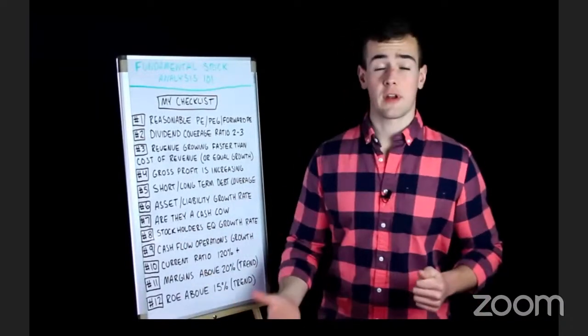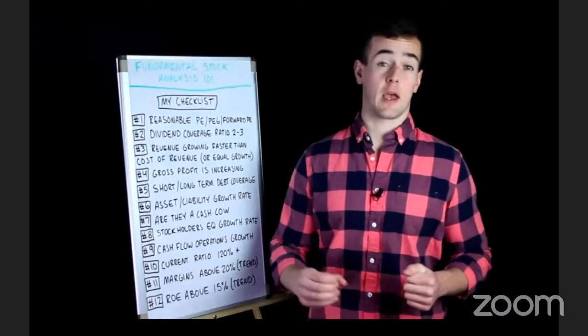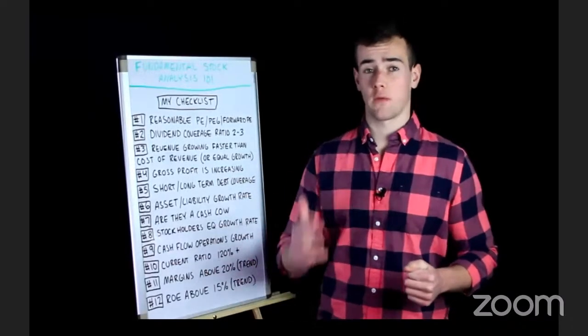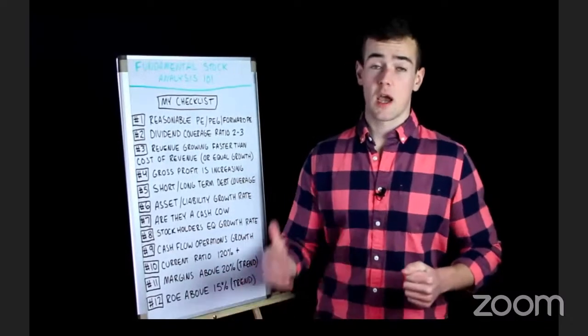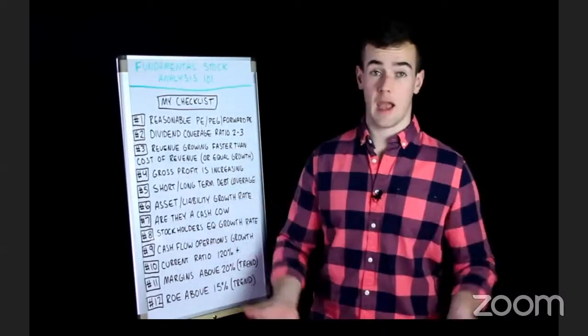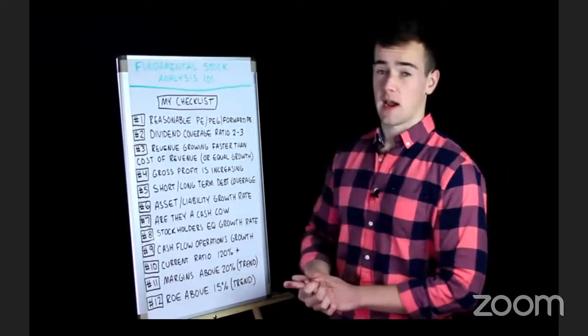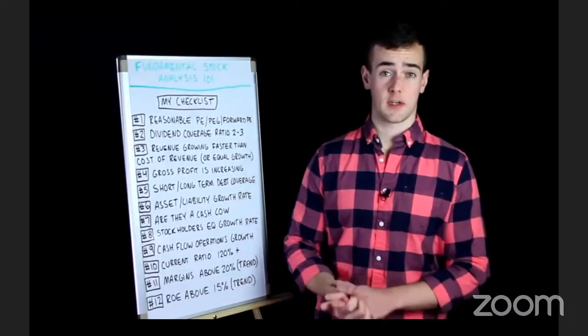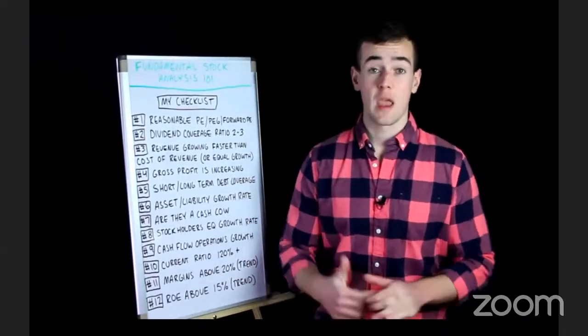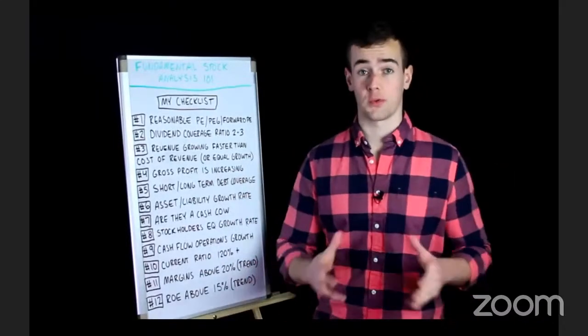Number seven, I look at the cash flow from operations, and I also look at the cash and cash equivalents growth rate on the balance sheet to determine whether or not this company is deemed a cash cow. Number eight, I look at stockholders' equity. I want to see a consistent growth rate of stockholders' equity, and 10% or double-digit growth is fantastic.